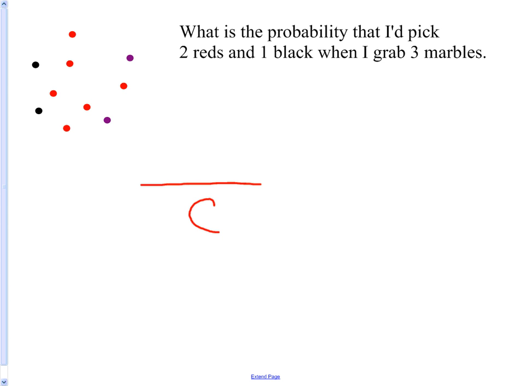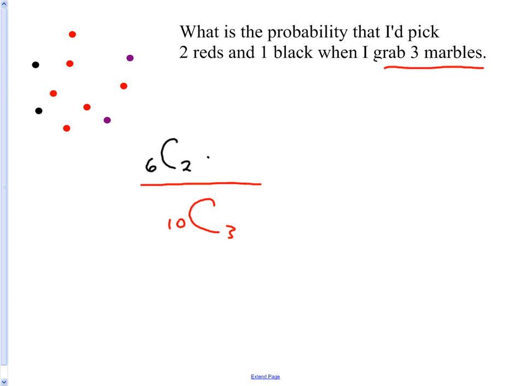We'll get them started. There's 10, and I'm going to choose out 3. I'm grabbing 3 marbles. So finish from there. I'll pause while you finish. Okay, 6C2 on the top.